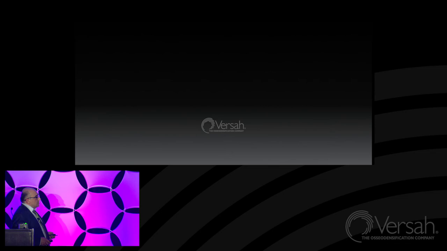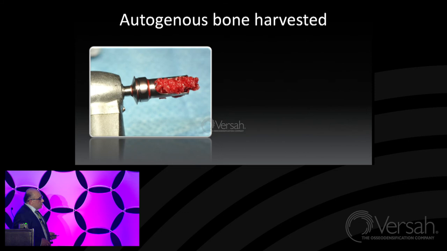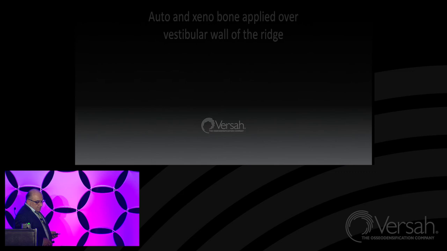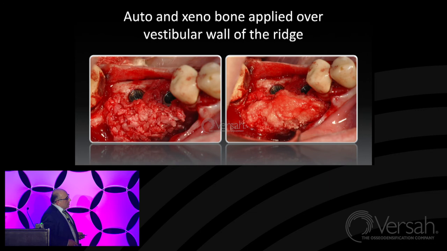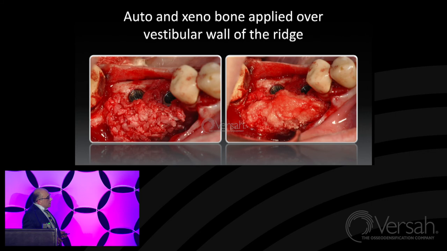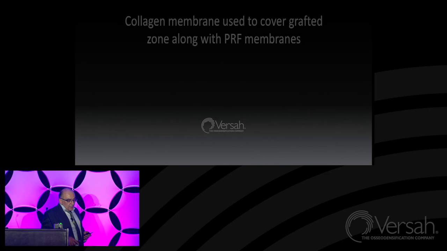This is the device which you use to get this amount of autogenous bone. And place this autogenous bone in one layer and cover it with Xenobond as the second layer. It's like a sandwich technique. Covering it with collagen membrane, placing our healing abutment, PRF membranes, and suturing.